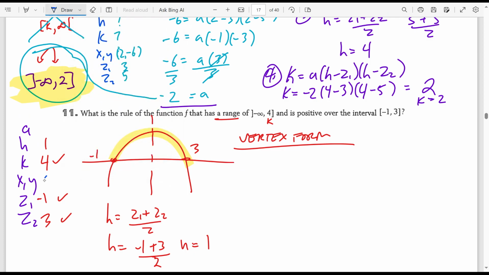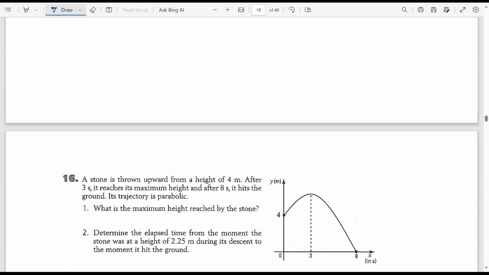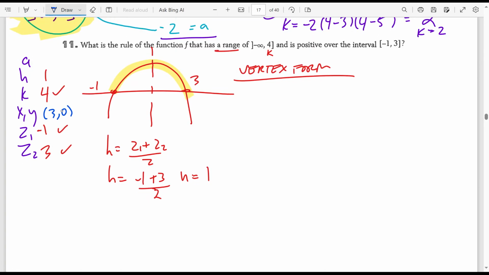Yeah. So I'm going to just say positive 3 and 0 so I don't have to deal with negatives, right? Make my life a little bit easier in that case. Positive 3 and 0. And then now I'm going to combine that with the 1 and the 4. So vertex form a x minus h squared plus k. The y is 0. A is unknown at this point. 3 minus 1 squared plus 4.